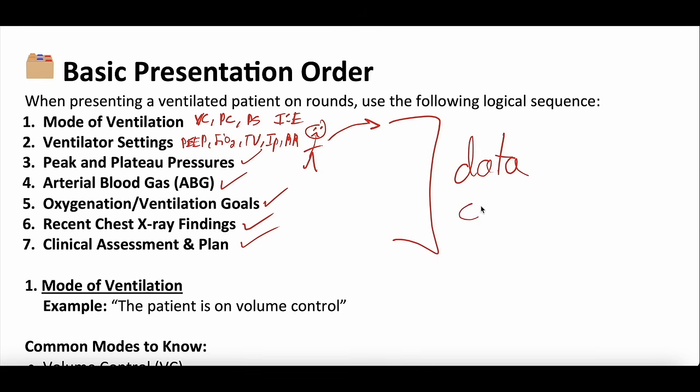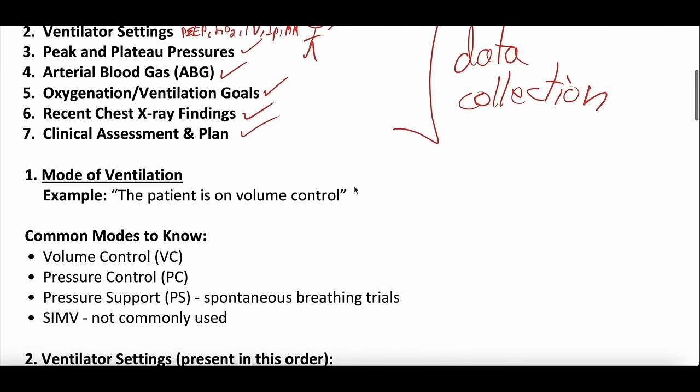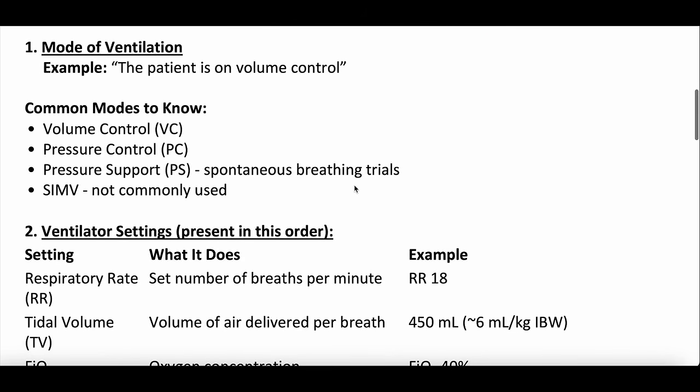These are the things we're going to be talking about in terms of how to collect the data, how to think about it, and how to present it. So if we start with number one, mode of ventilation. The common modes to know, and we've talked about this in the past. We've got tons of videos on mechanical ventilation linked in our mechanical ventilation playlist, so check those out if this is confusing. But the common modes to know are volume control and pressure control. These are the two main modes of mechanical ventilation that we use.